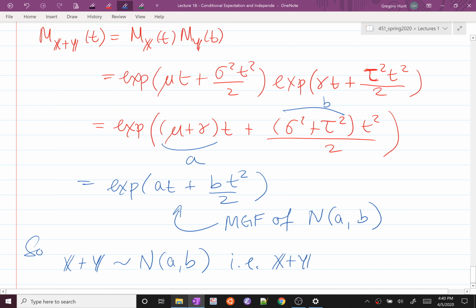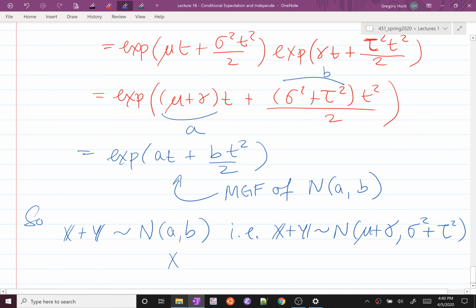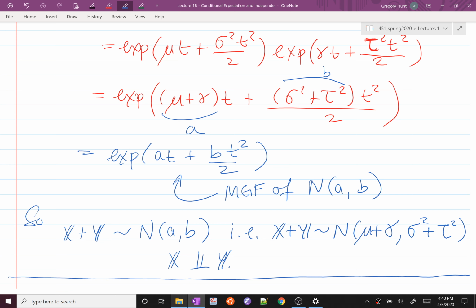That is, x plus y, the sum of two normals, is normal, where the mean is the sum of the means and the variance is the sum of the variances. This is true, and we have to remember x is independent of y. If x is not independent of y, that does not work. But if they're independent, all we have to do is sum the parameters of normals. So sums of normals are also normal, and we get the new parameters by just summing the parameters. So the normal distribution is your friend. It's a very nice distribution. It has nice properties like that.